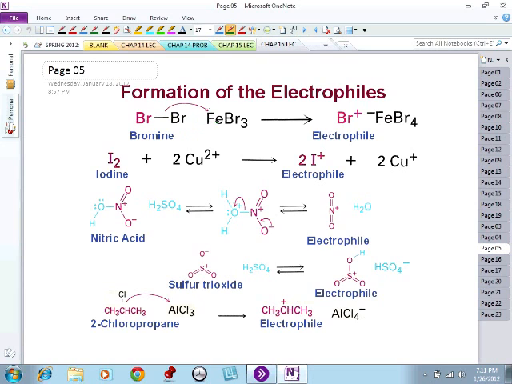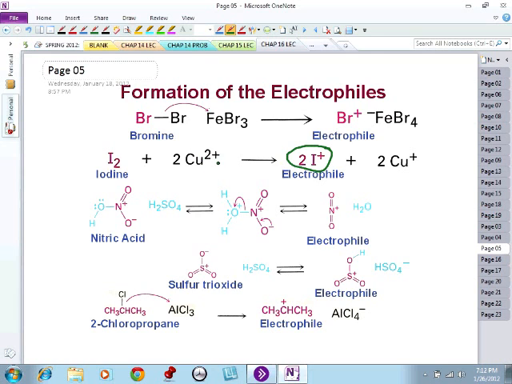In the case of bromine, you use iron 3 bromide. That pulls the bromine away from the bromine-bromine bond to form the bromonium ion. The same in the case of iodine with the copper 2 ion. What happens here, the iodine will transfer 2 electrons to the copper ion, reducing the copper 2 to copper 1, and in so doing you form the electrophile. Yes? The copper 1 acts as a base.